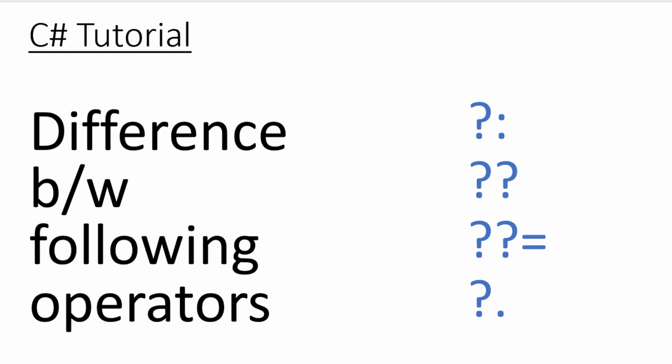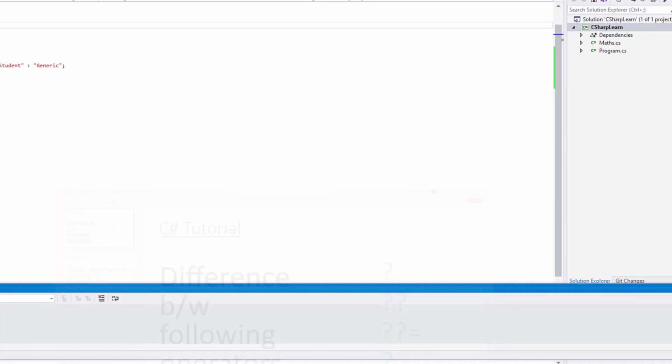In today's video we'll see what the difference is between these following operators in C Sharp. Sometimes we get confused about what the difference is between these, as they look kind of similar. So that's what we'll see in today's video. Let's start with the ternary operator, which is the question mark and the colon.